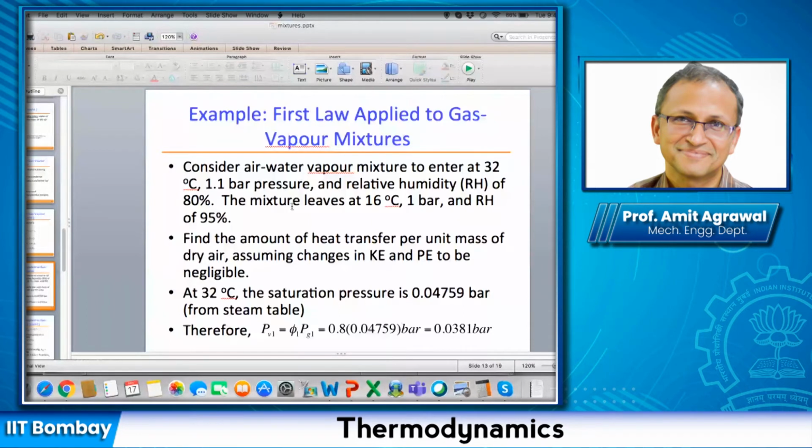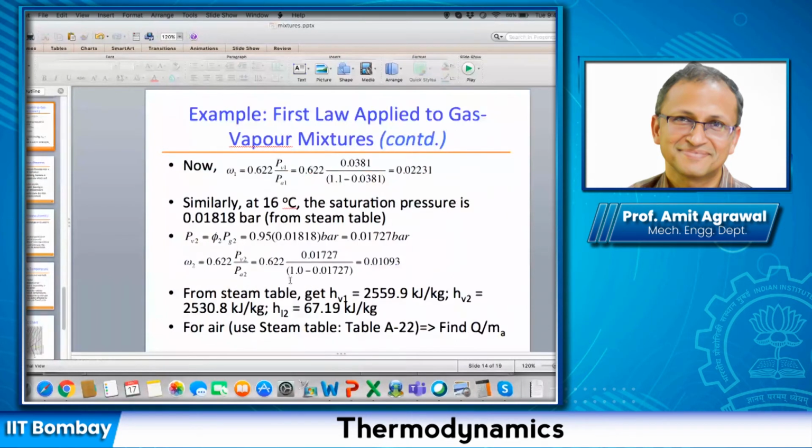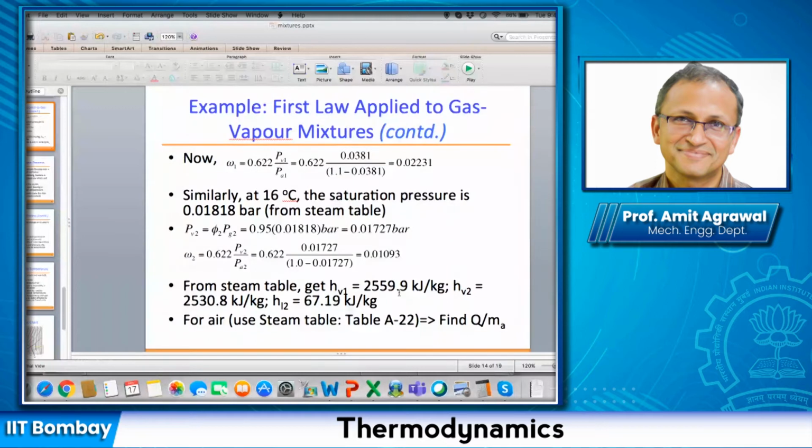And of course, this is a solved example, to an extent at least. Of course, all the numbers have not been put. The essential steps have been shown, and you can complete this and find out how much heat transfer per unit mass of dry air would happen in this case. So essentially, that's what we had discussed in the previous class.